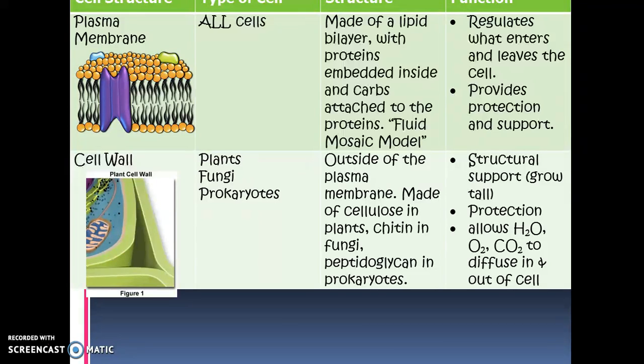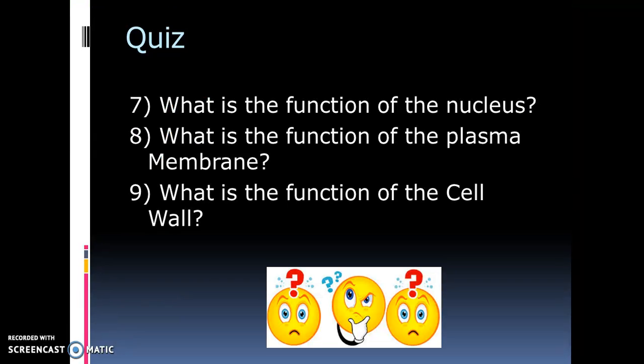Hit pause if you need to. Now, at the end of the table, flip the page and go to the end of the table, you will see that there are questions 7, 8, and 9 for quiz questions. That's where you're going to write down the function of the nucleus, the function of the plasma membrane, and the function of the cell wall for 7, 8, and 9. And hit pause because you're going to need some time to write this down.